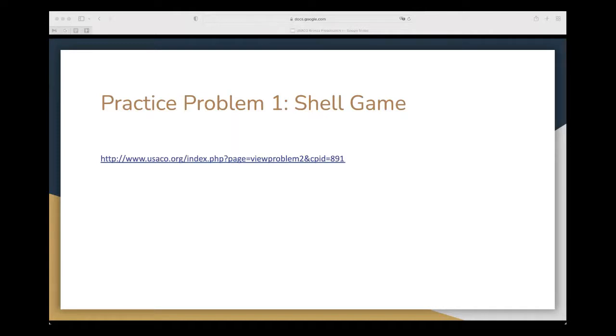This problem is one of the easier versions of simulation where you don't really have to think too hard about the problem to figure it out. But anyways, you guys should try to give it a go to see if you can solve it.